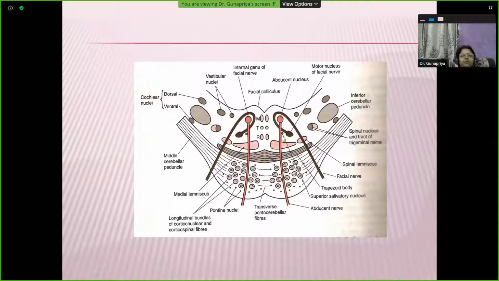This is what has happened here. You have your abducens nucleus there and the motor nucleus of the facial nerve here. The fibers are winding around it. This produces this elevation known as the facial colliculus. This phenomenon is known as neurobiotaxis: one cranial nerve's fibers going around another cranial nerve's nucleus.